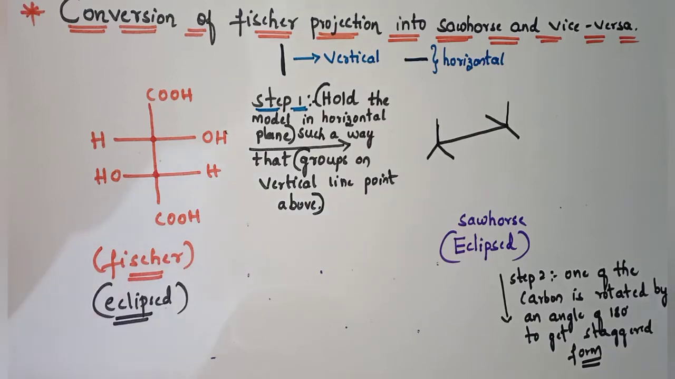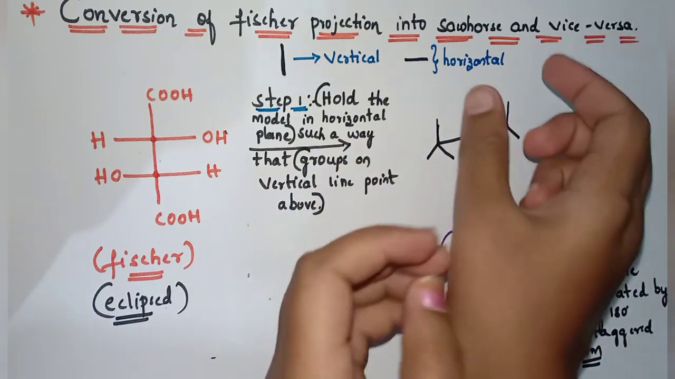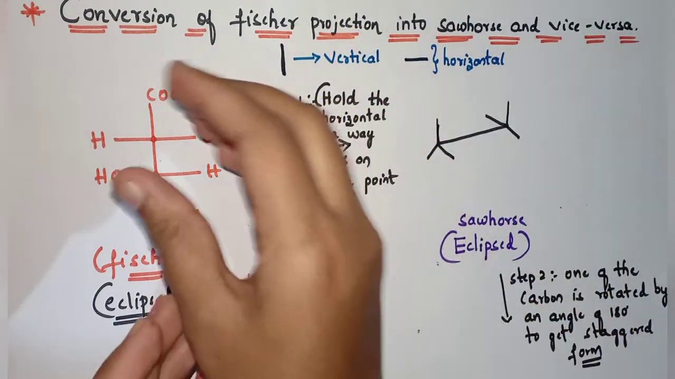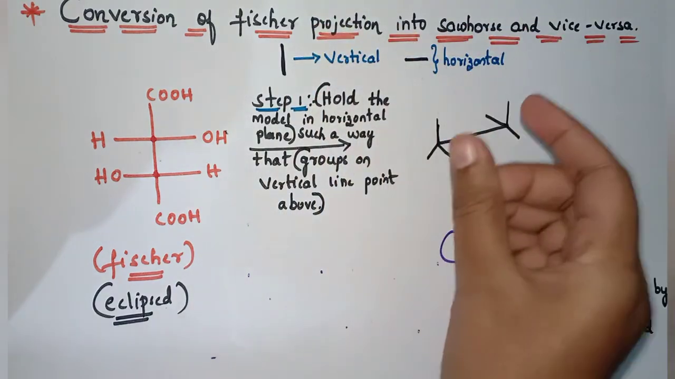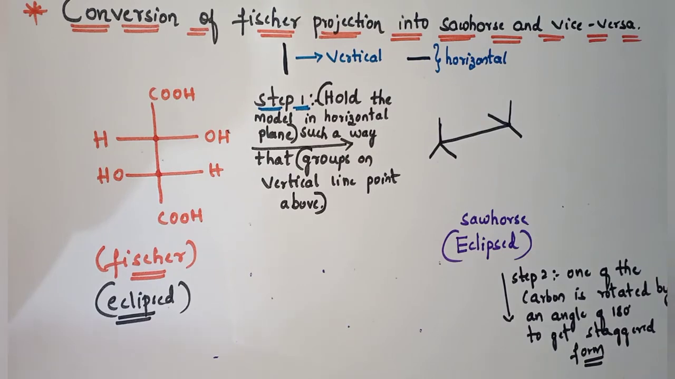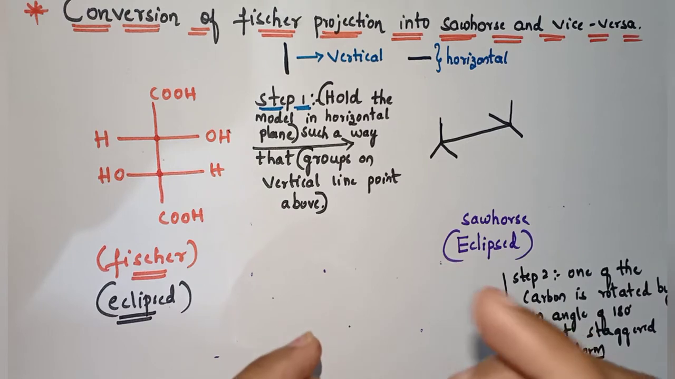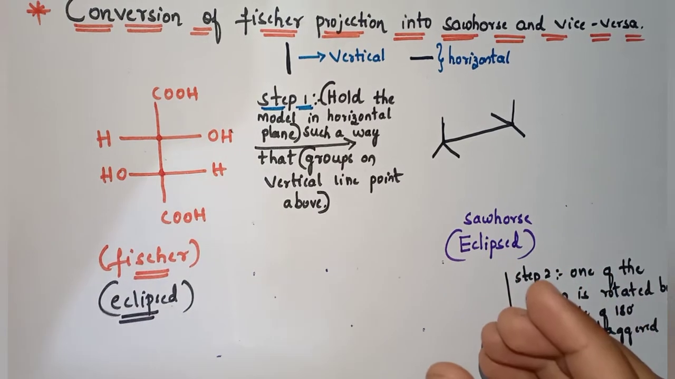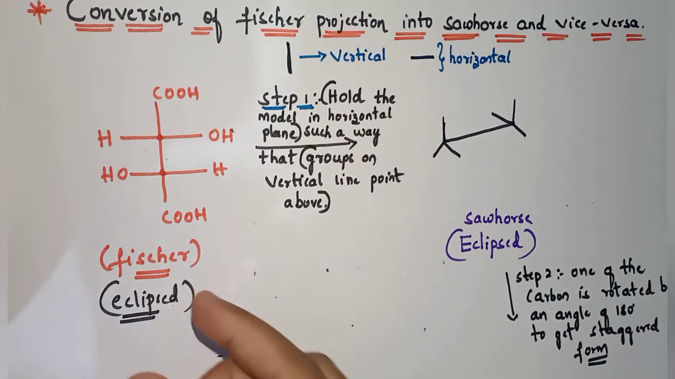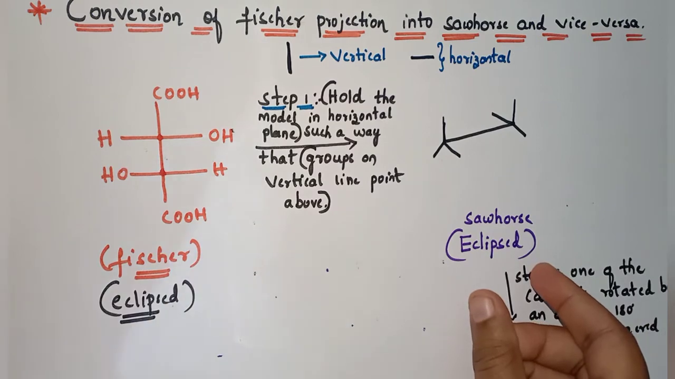In this video we are going to convert Fisher projection into Sawhorse, and then we are converting this Sawhorse projection into Fisher projection. First of all, let's see the conversion of Fisher projection into Sawhorse projection. The first important point is that Fisher projection of a compound can be converted into Sawhorse projection first in the eclipsed form. Why? Because Fisher projection is itself an eclipsed form.